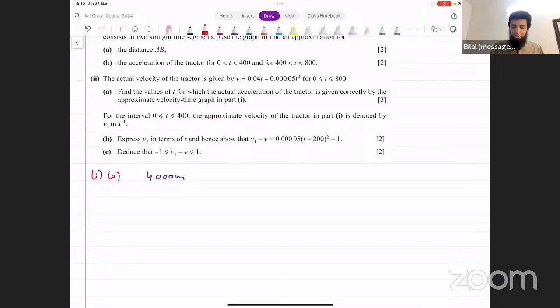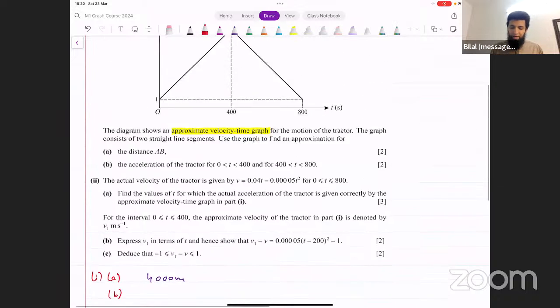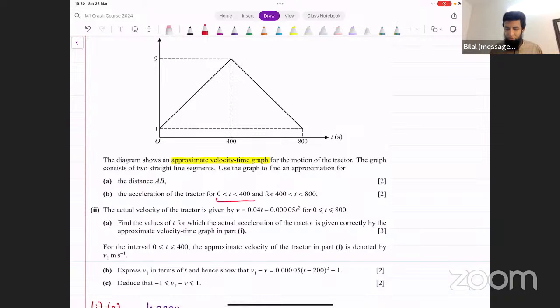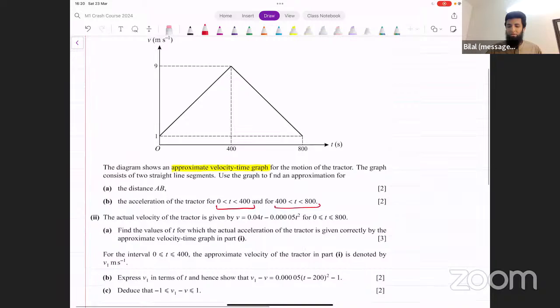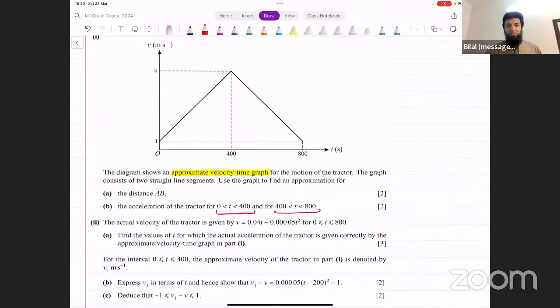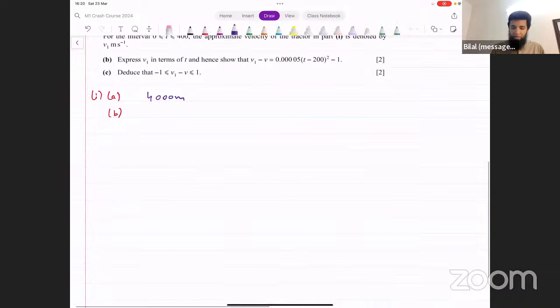So assuming that you've done the first part, let's move on to the next one, part B. Find the acceleration of the tractor for time between 0 to 400 and for time between 400 to 800. Now, it's a velocity time graph. Acceleration is the gradient of this graph. So gradient of this part, that's going to be the acceleration in the first part, and then gradient of this part, that's going to be acceleration of the second part. Okay, so I think the gradients are the same in terms of magnitude. One is going to be positive, the other is going to be negative. You can find those gradients. Can you tell me the values of acceleration in the first part? 0.02, and then minus 0.02, right? So it's just the gradients of the two graphs, 0.02 and minus 0.02.